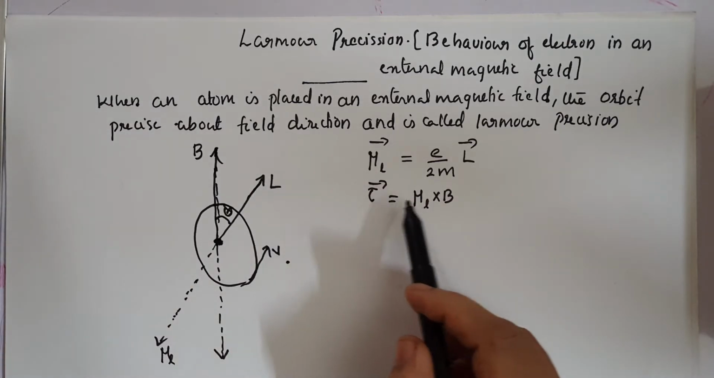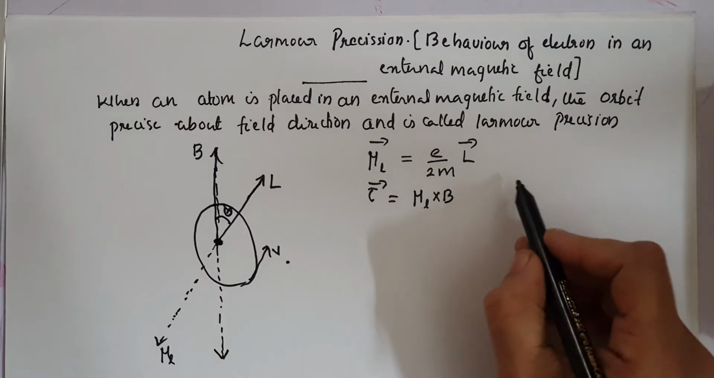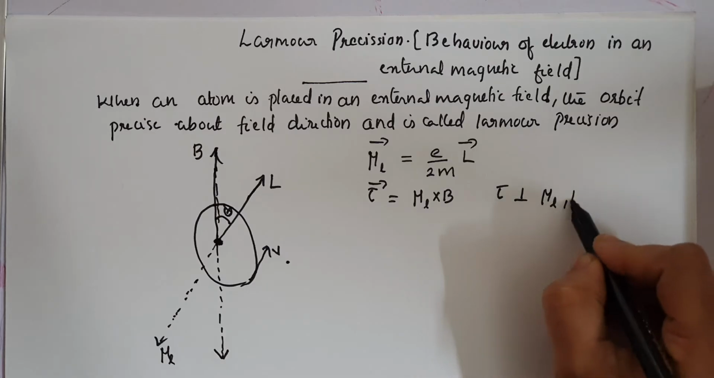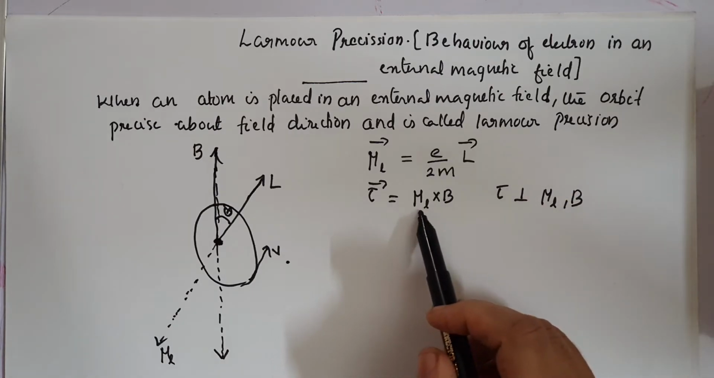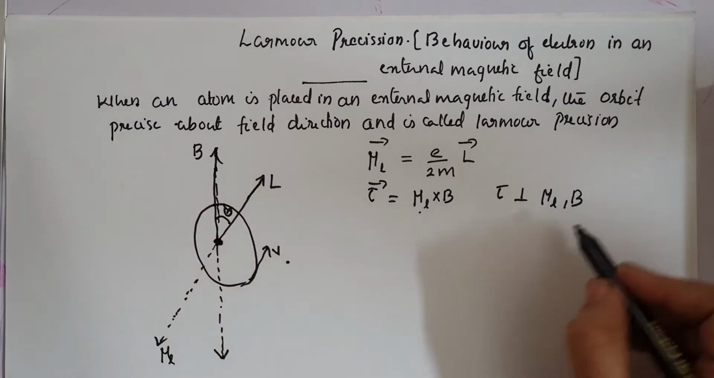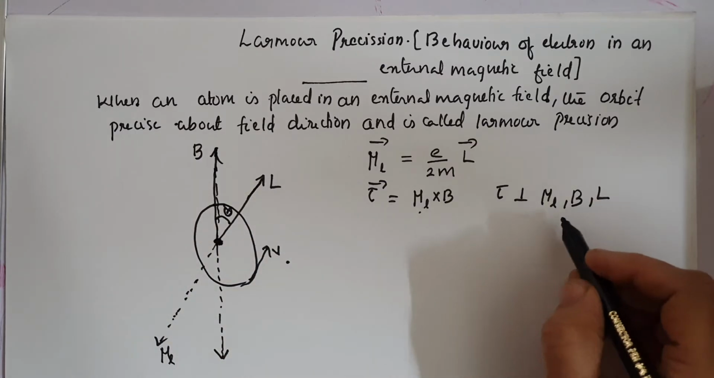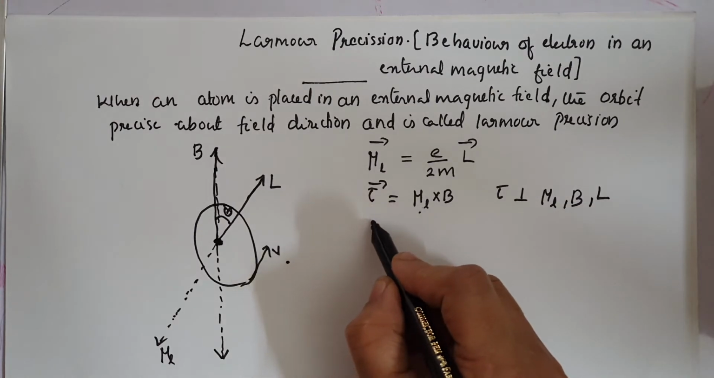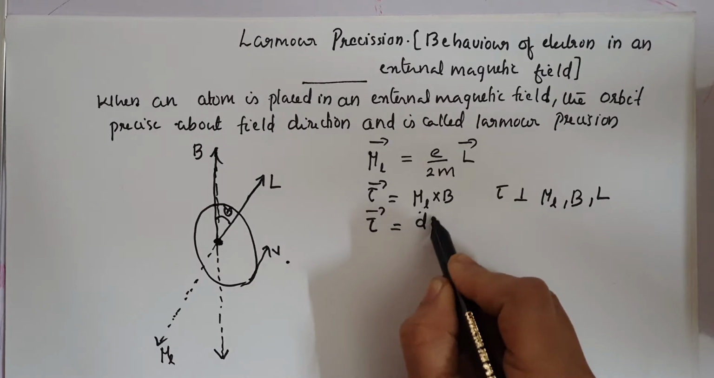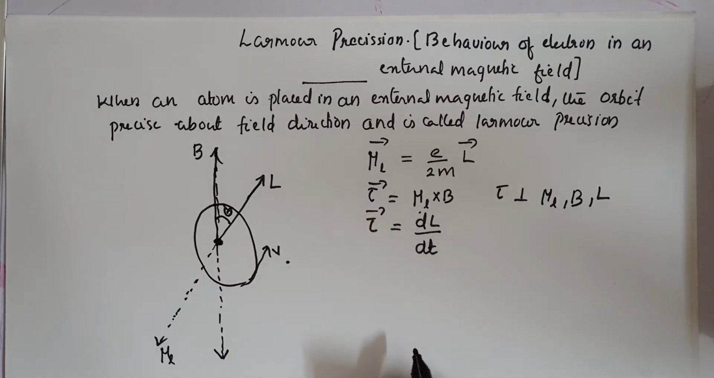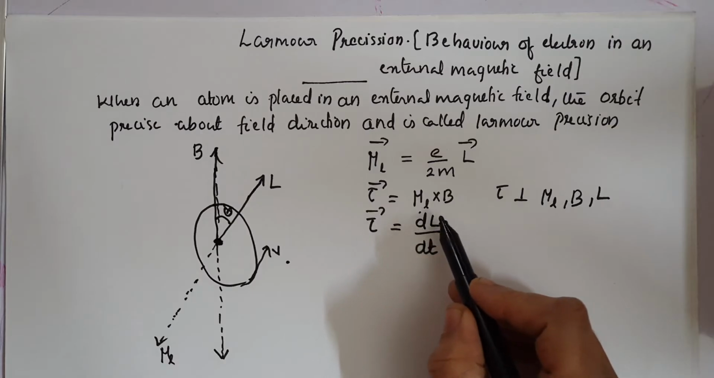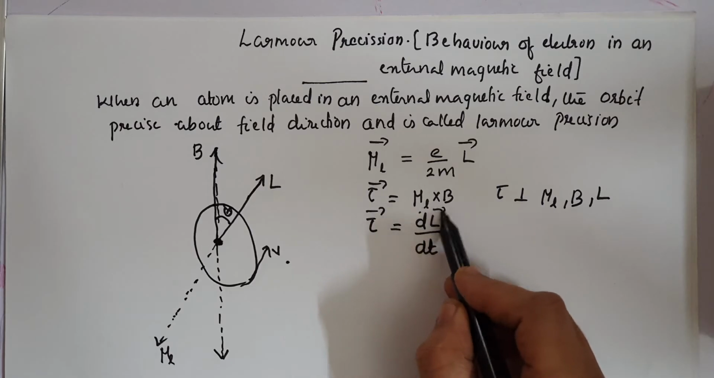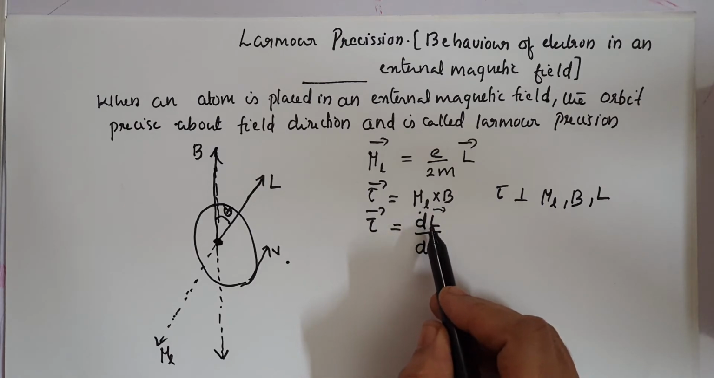This tau will be perpendicular to both mu L and B. That is, tau will be perpendicular to mu L and B. And tau being perpendicular to mu L means tau will be perpendicular to L also. That is, tau will be perpendicular to mu L, B and L. Then we know that the torque can be represented as the rate of change of angular momentum, tau equals dL by dt, where dL is the change in angular momentum in a time dt. That is, according to this equation, the torque tau will be in the same direction as dL.